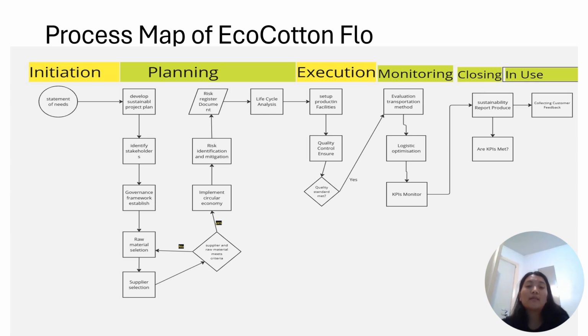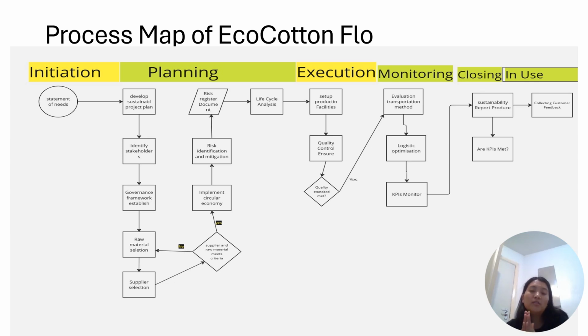And then after KPIs monitor, we are moving to the closing stage. The first step of closing is sustainability report production. In this stage, report progress to stakeholders and make necessary adjustment to improve the sustainability performance.